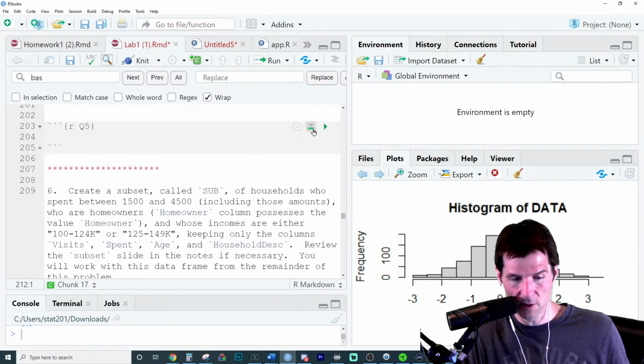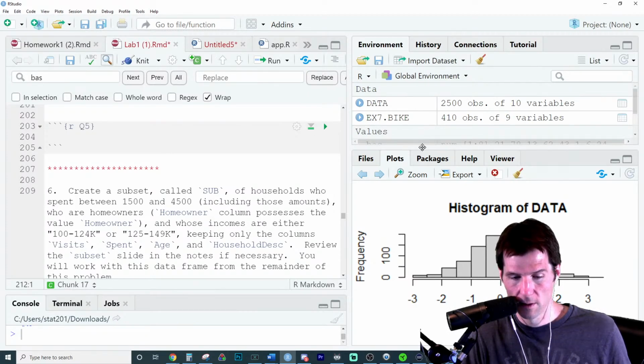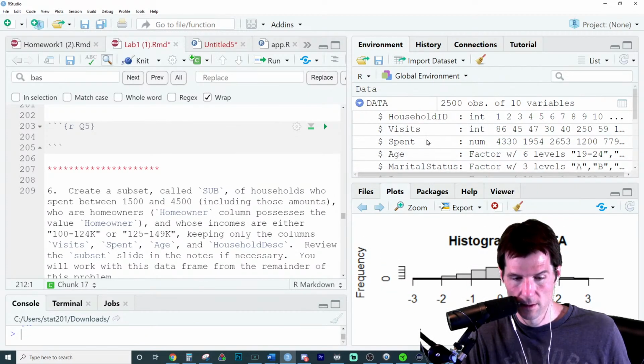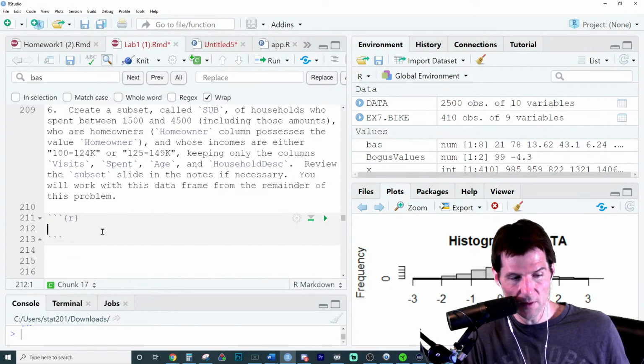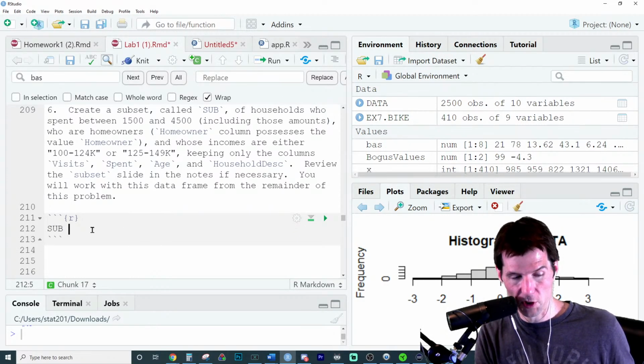Create a subset of households. What data sets do we have in here? Gotta be data, right? Yeah, there it is. Create a subset of households. We're going to store it into sub. We're going to use the subset function.